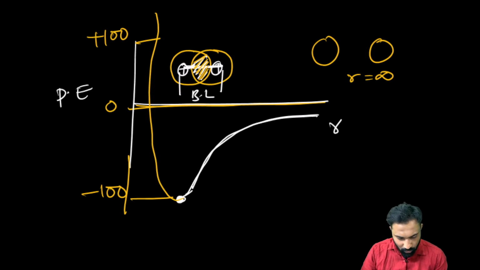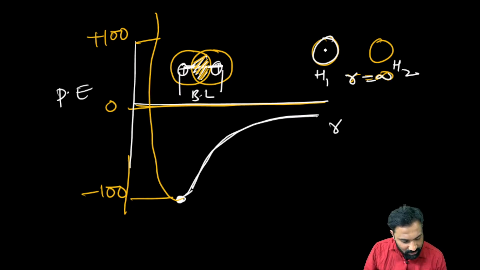Now, based on this overlapping concept, what is the meaning? How is the covalent bond forming? See, if both the hydrogen atoms, this H1 atom and this H2 atom, are at infinite distance, there is no attraction and no repulsion between these two, right?